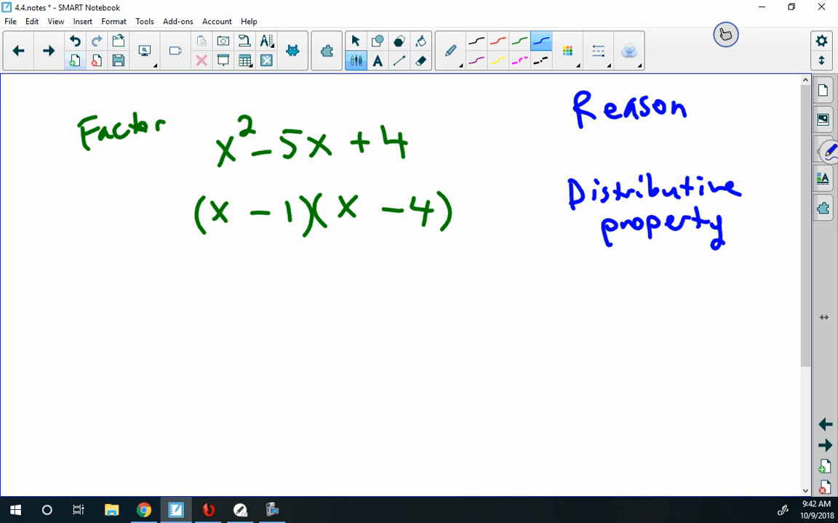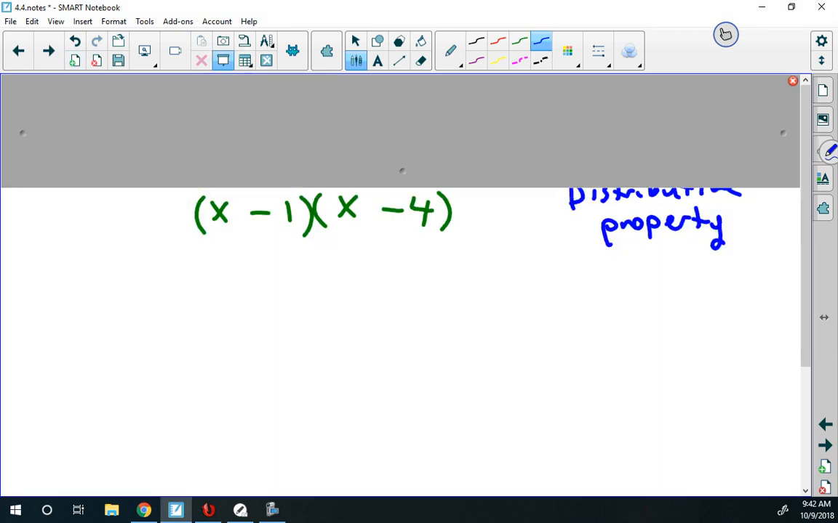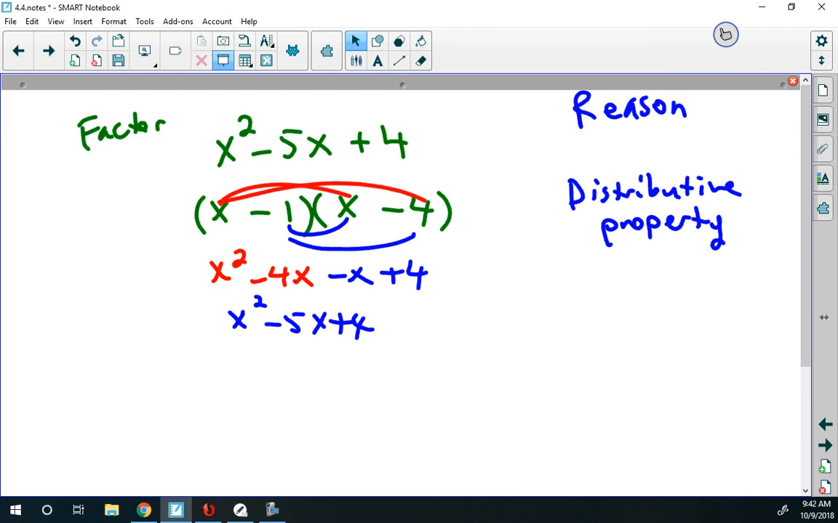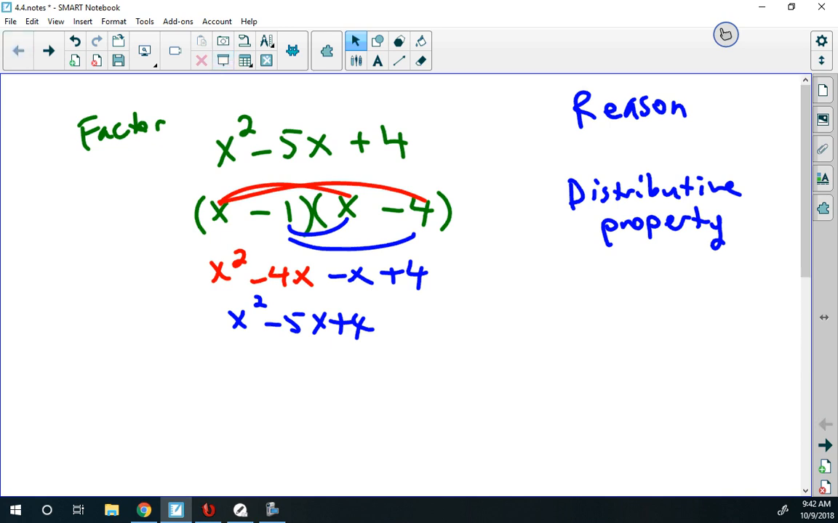Watch. What happens if we use the distributive property and distribute x to both of these? We get x squared minus 4x, and then we get minus x plus 4. So that's x squared minus 5x plus 4, which is what we started with. So factoring is really the distributive property backwards, or the undistributive property. Everybody's good at the distributive property, so in theory, everybody should be really good at factoring. I don't know why factoring's so much harder, but it is. All right.